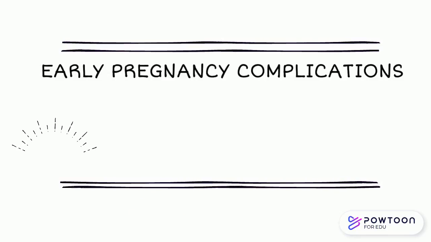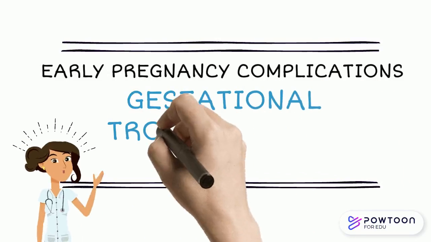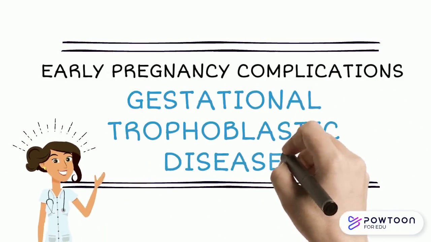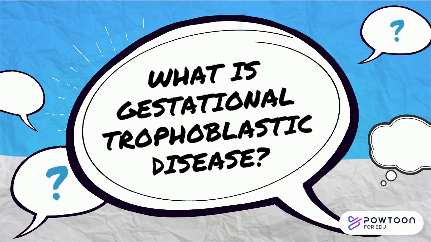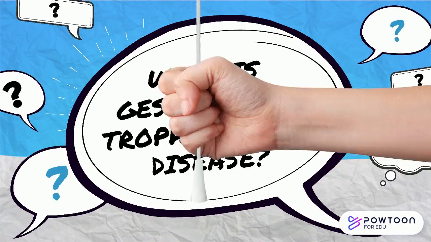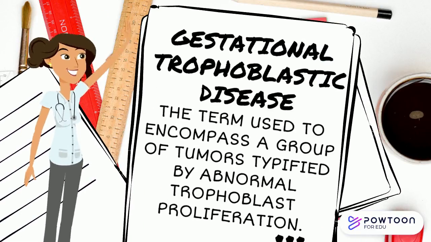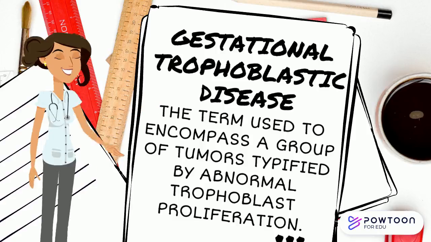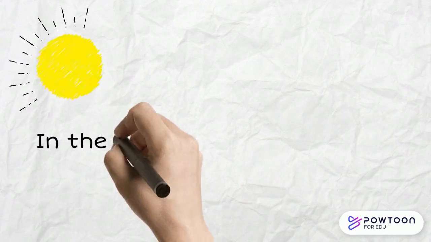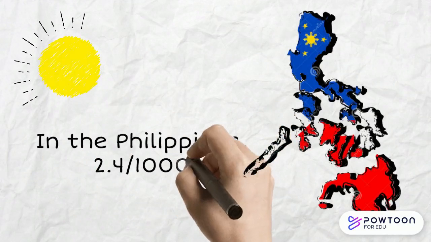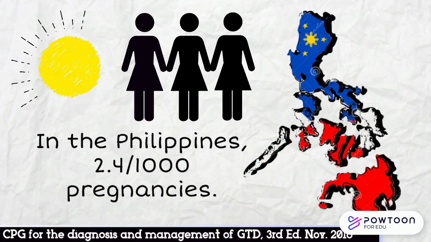Today, we will be discussing gestational trophoblastic disease as an early pregnancy complication. What is gestational trophoblastic disease? It is the term used to encompass a group of tumors typified by abnormal trophoblast proliferation. In the Philippines, 2.4 out of 1,000 pregnant women experience gestational trophoblastic disease.